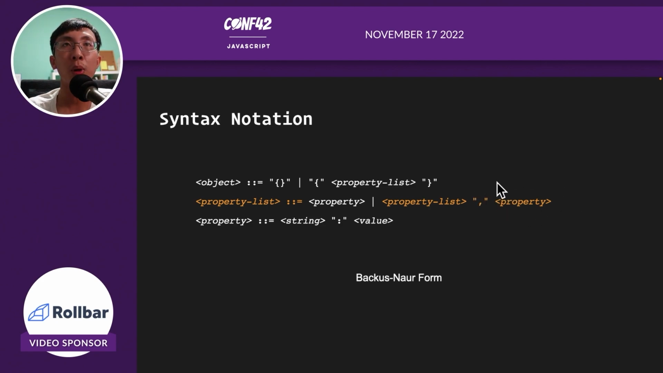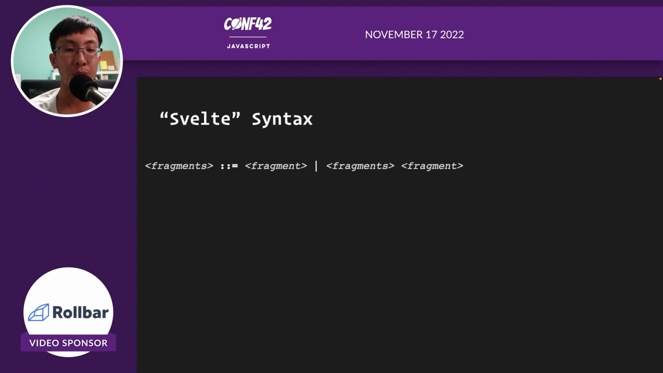So now what is a property? Well, a property can be a string, then a colon, and then a value, right? And then you can keep doing this, defining the syntax of a string and the syntax of a value. But that's not what we're going to do here today. We're going to talk about the syntax of Svelte. So here's how I'm going to define the syntax of Svelte.